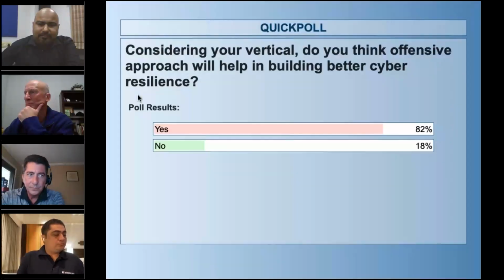Oh gosh, even better. Okay, fine. So all of you are very positive that thinking about offensive will result in building better overall cyber resilience, 4 out of 5 on average, which is obviously for JD, I'm sure he'll feel very positive about that.